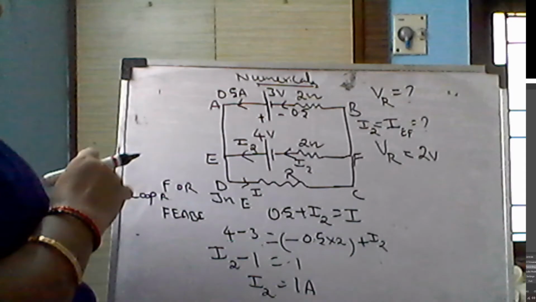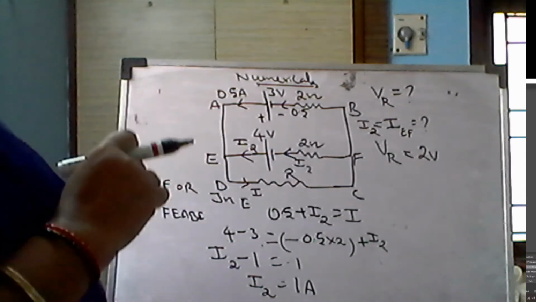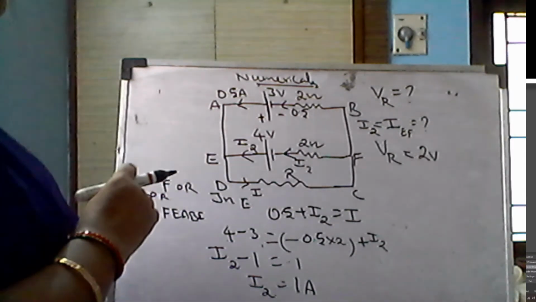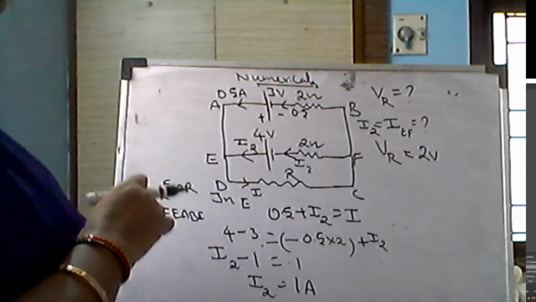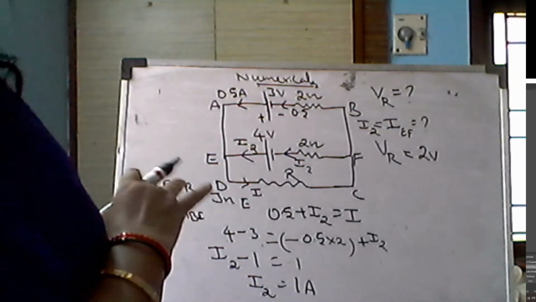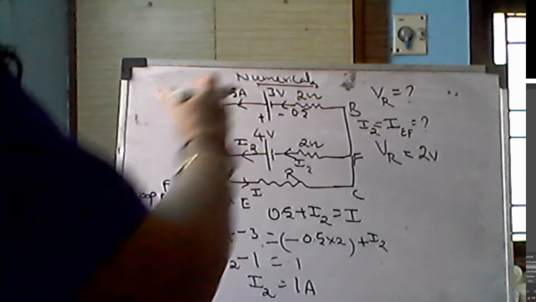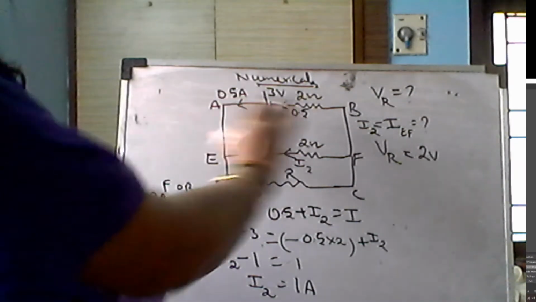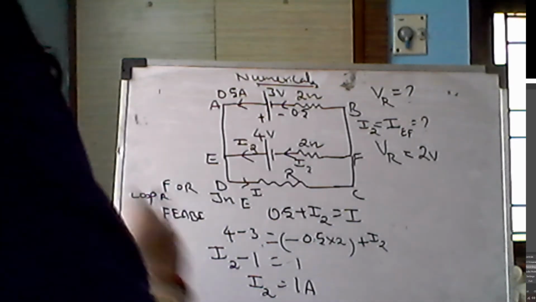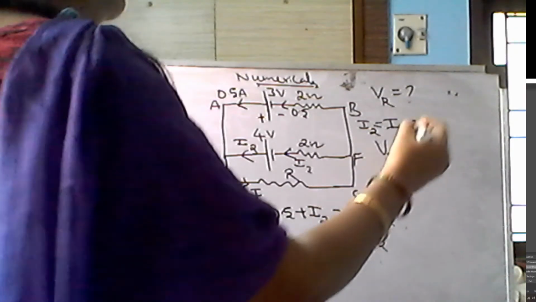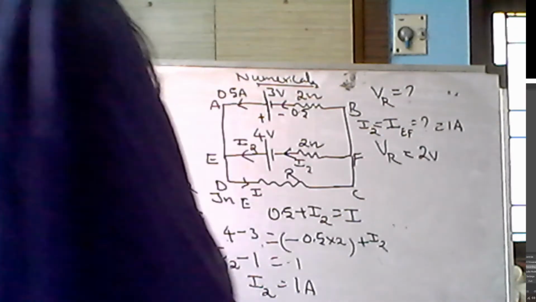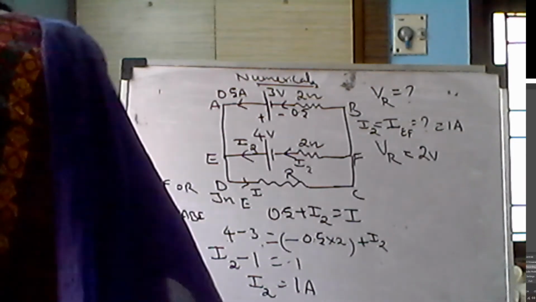Otherwise, you can use the formula V is equal to E minus IR. Like that also you can find out. You know the formula, based on that you find VB minus VA, and then you find out I2. I2 is nothing but 1 ampere. This is your answer.